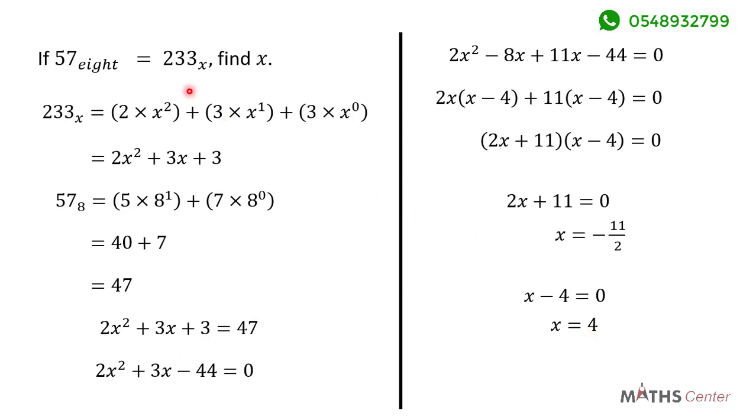Now let's look at our question. X is the base of a number. The base of a number cannot be negative. That is, it cannot be less than 0. The base of a number is positive, or it is greater than 0. And so we can say that since x is greater than 0, that is, since x is positive, then the value of x is 4. So the value of x in this equation is 4.